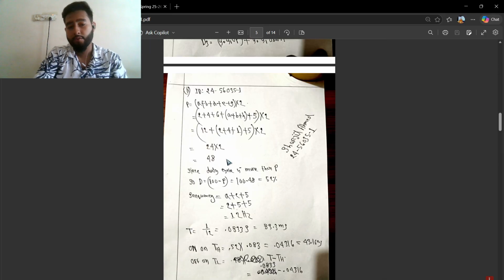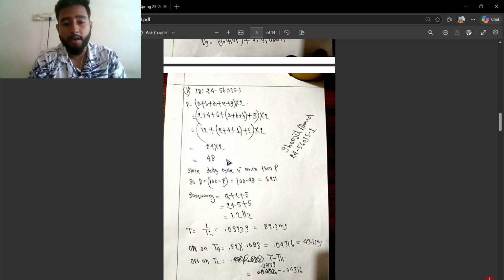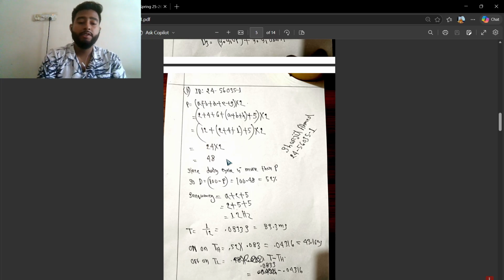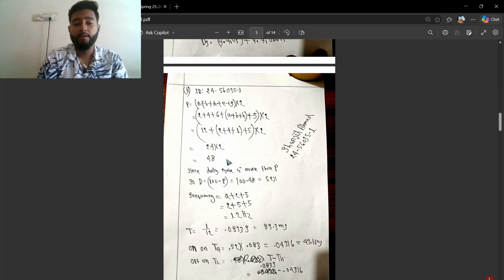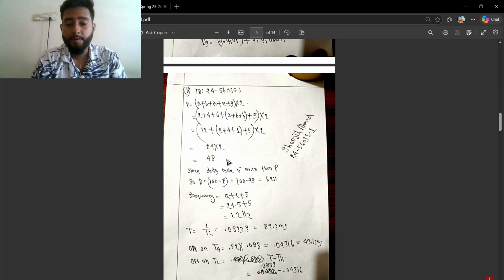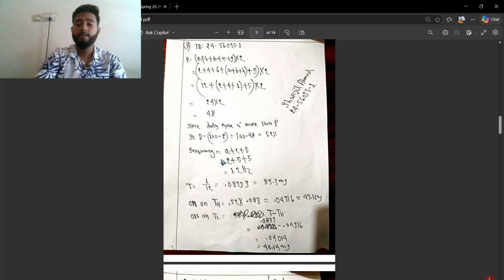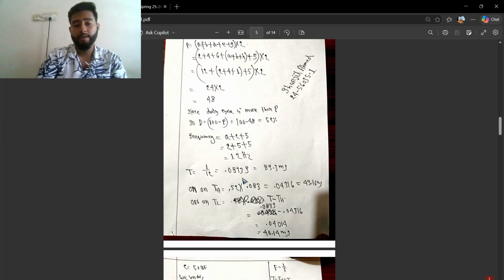So here it is 48, which is obviously less than 50. So we subtract: D equals 100 minus P, 100 minus 48, equals 52%. So my duty cycle is 52%. Now we find the frequency, which is also according to the instruction, and it is 12. Then the time period is 1 by frequency, and that is 83.3 milliseconds.